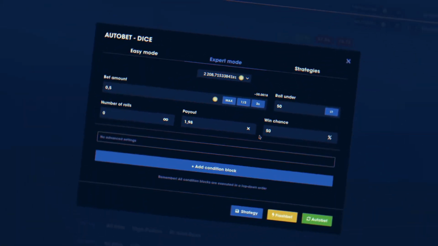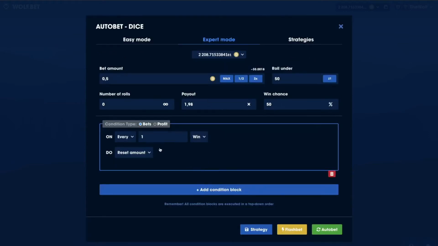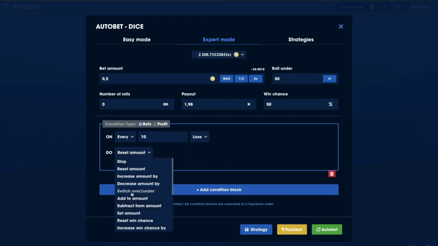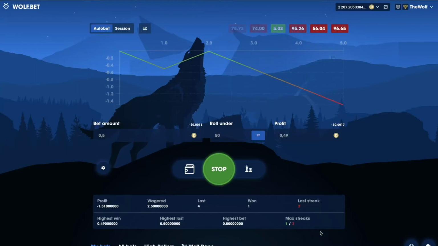Moving on. When you select Add to Amount, you are basically telling the Autobet to add an additional bet amount after a certain event. For example, I'm betting with 0.5 dodge, and if I have 10 losses, I want my bet amount to increase by 5 dodge. I start the Autobet, and on every 10 losses my amount will increase by 5 dodge. Take a look.